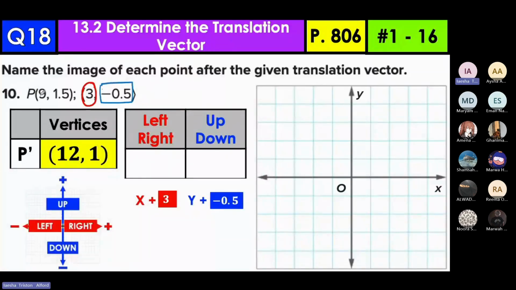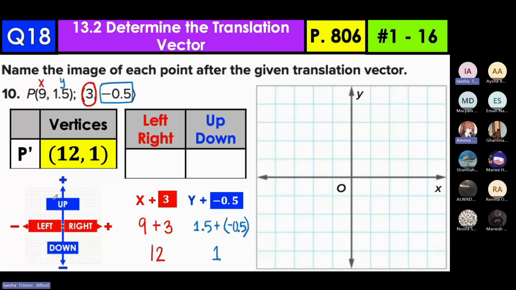So take your x number. This number is the x. 9 plus 3 gives you positive 12. This is the y number. 1.5 plus a negative 0.5 gives you positive 1. So P prime should be at positive 12 and positive 1. 12 right and 1 up. It's okay or what?